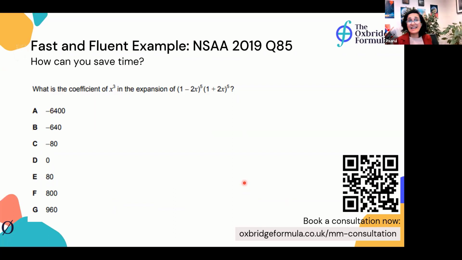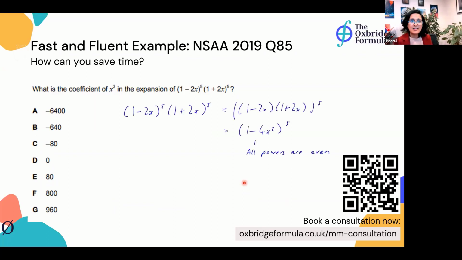So basically, it's the difference of two squares. If you multiply the brackets first, you end up with (1 minus 4x squared) to the power of 5. And in this, all of the powers are even. So whenever you do it to any power, you're always going to get even powers, which means the coefficient of x cubed is going to be 0. Those are just some examples of little tricks that you can use. There are lots and lots more that we teach in our course.